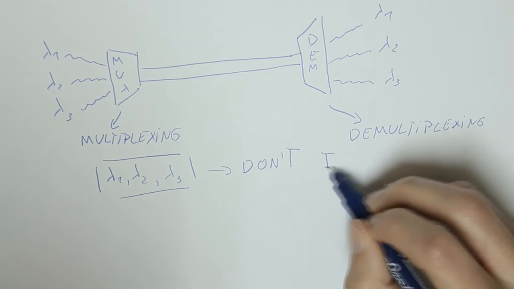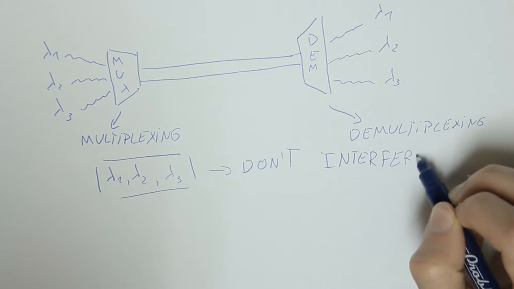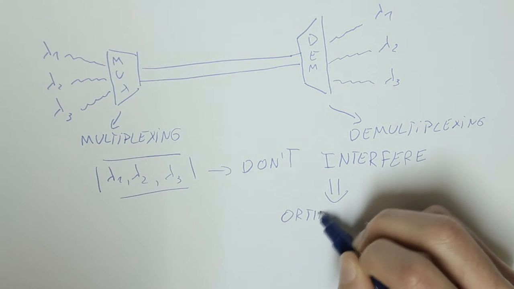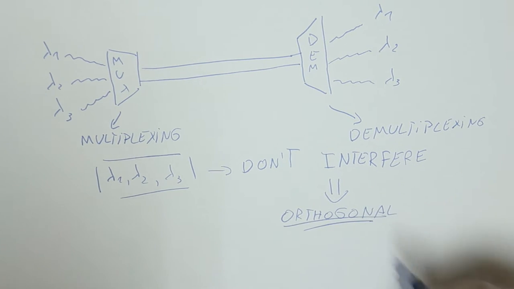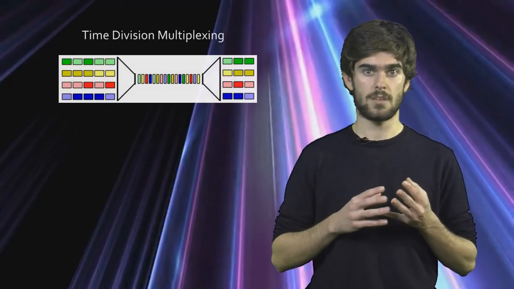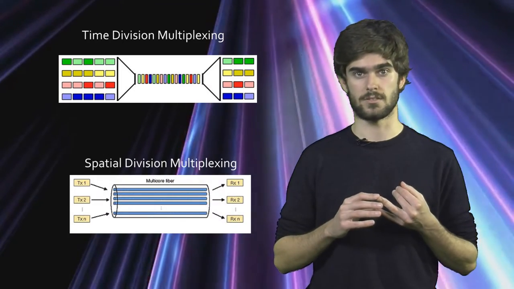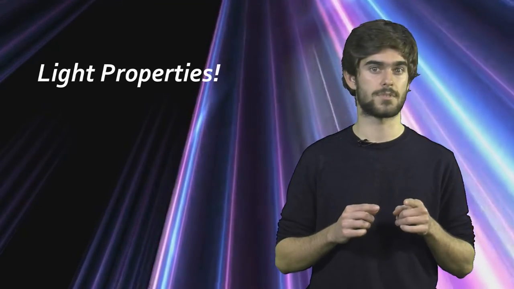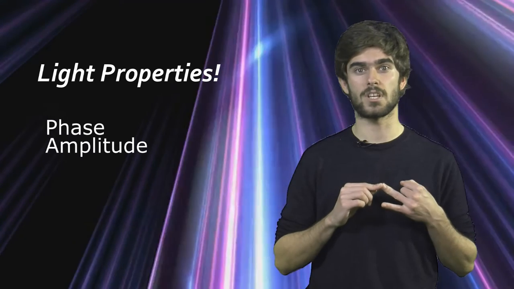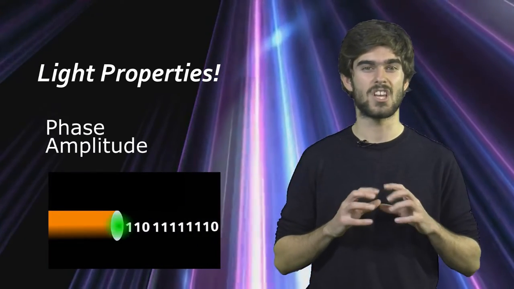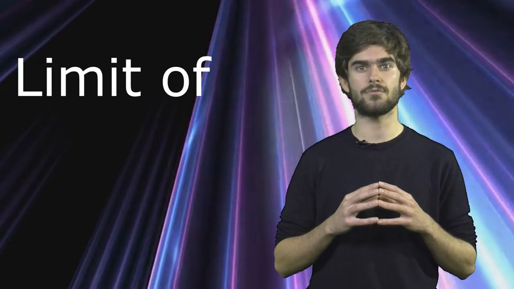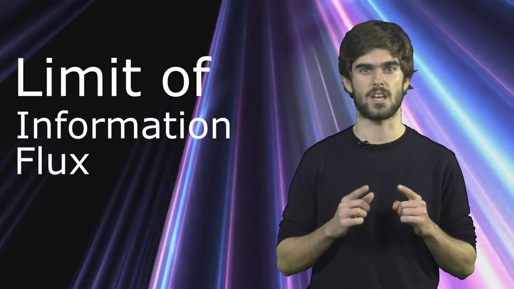They are possible because beams with different wavelengths don't interfere. And this is a key point. Beams that may be sent in the same channel without interfering are said to be orthogonal and are very important in communications. Using techniques like this, we may also use time or space to multiplex signals. Moreover, we may use light properties such as phase or amplitude to encode information into light and transmit huge amounts of it. However, optical communications are reaching a limit, and increasing information flux has become a really hard task.